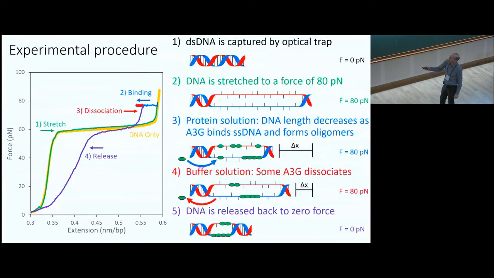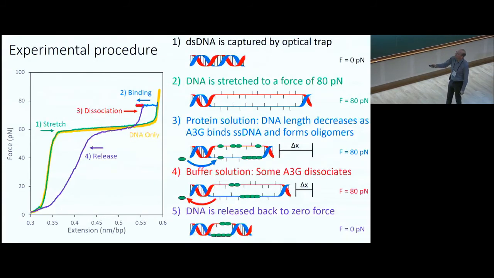So what we did was we went up to these forces where we have basically single-stranded DNA, 80 piconewtons, and then we have our single DNA molecule that we've captured in between the beads. We flow all the other DNA molecules out, and then we flow in a solution containing this A3G protein at a fixed concentration. And then we see that the length changes as the DNA becomes shorter as the protein binds. So this protein binds single-stranded DNA, and so it contracts the single-stranded DNA as it binds.